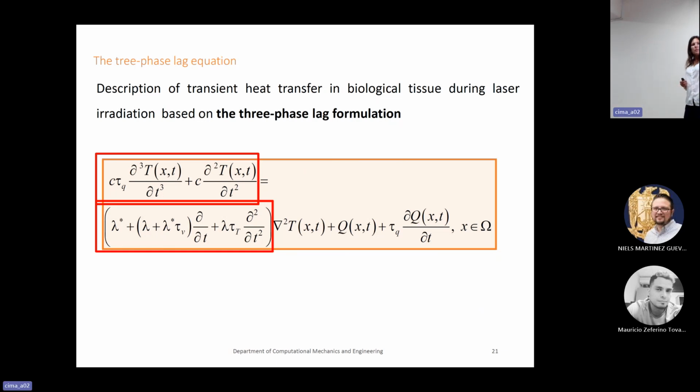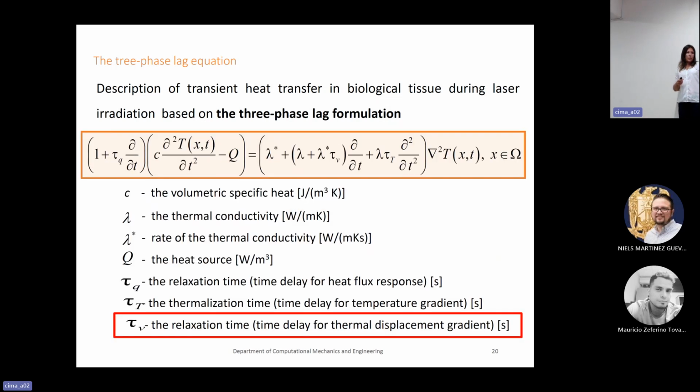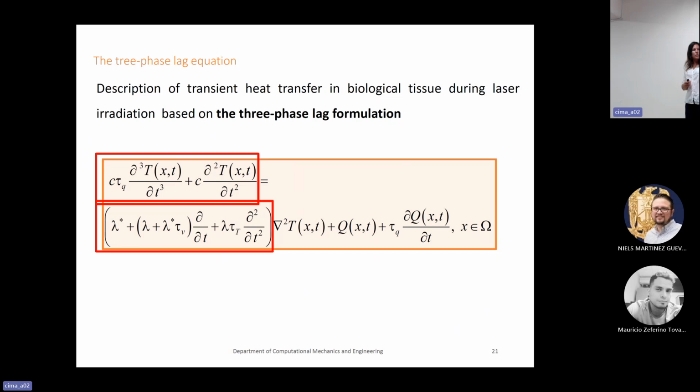This part is the same, but here also appeared some new things, like with lambda, the rate of the thermal conductivity. And here we also had before no derivative, and here was a first derivative. So it has changed.